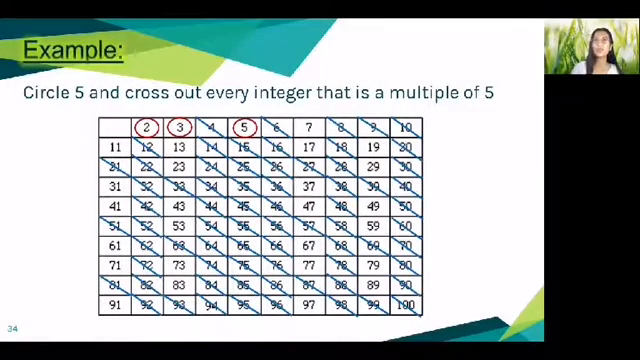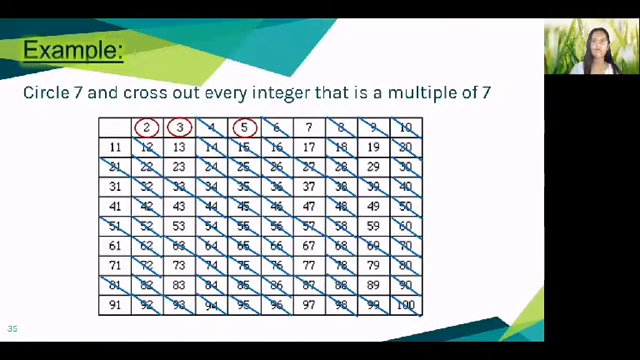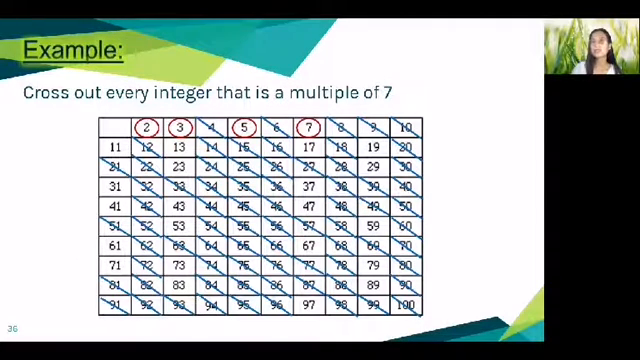Then just continue this process and look for the next number that is greater than 5 and has not been crossed out. That number is 7. Circle number 7 and cross out every integer that is a multiple of 7. Since the integers greater than 7 but less than or equal to the square root of n are all crossed out, the process ends.